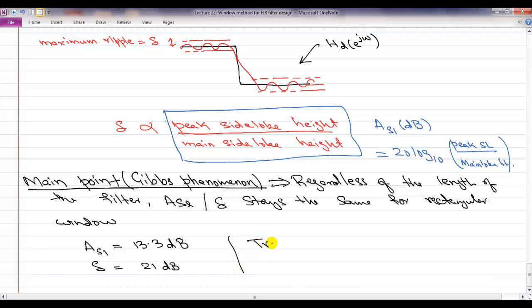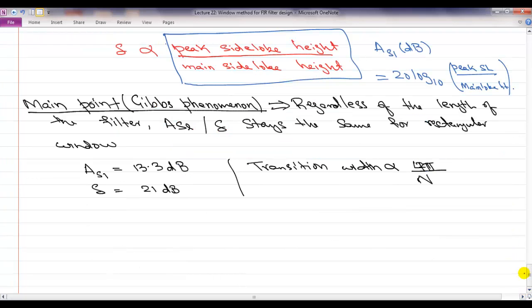But the transition width of the filter is a function of the length of your filter. So transition width is proportional to 4 pi over n. So we'll just verify that using the MATLAB tool again.